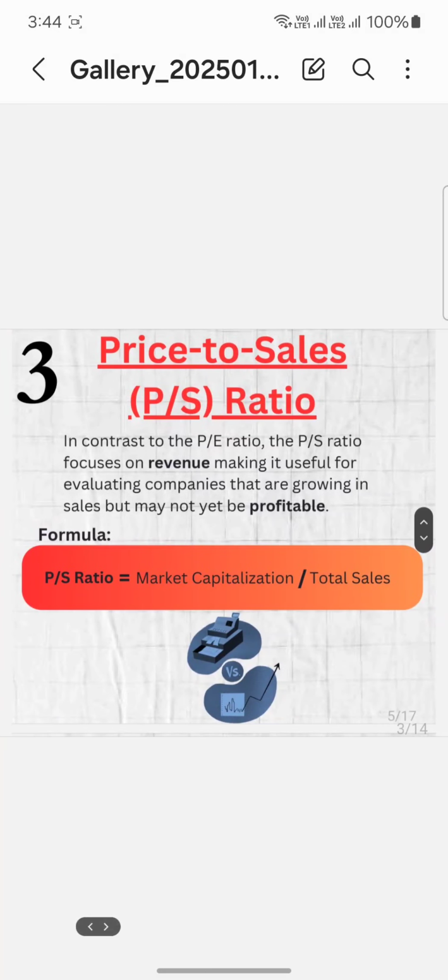The third ratio is called the price to sales ratio, that is the PS ratio. In contrast to the price to earnings ratio, the price to sales ratio focuses more on revenue, making it useful for evaluating companies that are growing in sales but may not yet be profitable. What is the formula for calculating the PS ratio? It's market capitalization of a company divided by total sales.